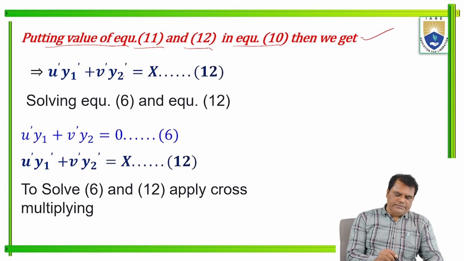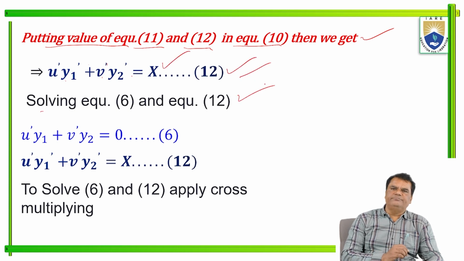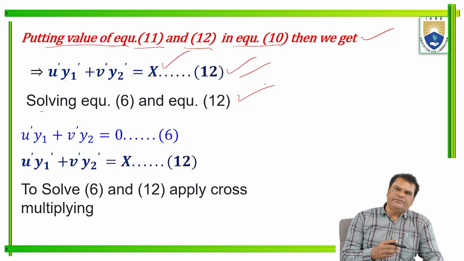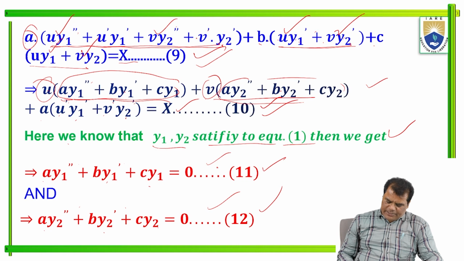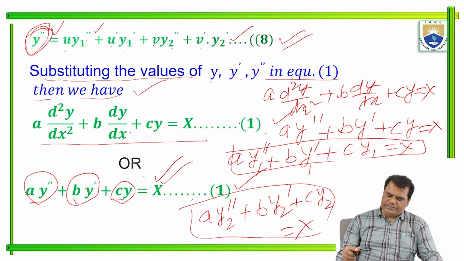This u dash y1 dash plus v dash y2 dash equal to x. This is equation 12. Solving equation 6 and equation 12. In equation 6 we are putting 0, and in equation 12. Now these results are equal to 0. We have discussed this result.